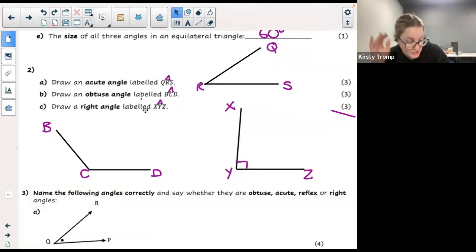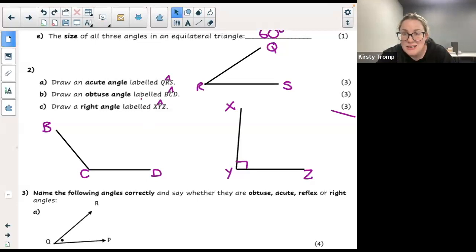My next question says, name the following angles correctly and say whether they are obtuse, acute, reflex, or right angles. This is going to be our last question. Who is going to answer this one with me? First of all, who can name this angle?